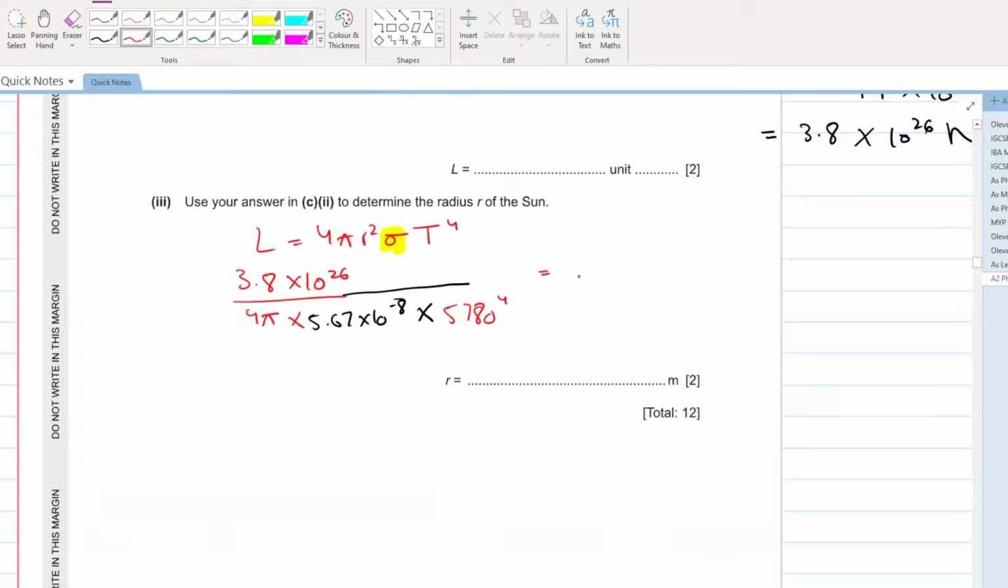5780 power 4 is equal to R taken under root. Can anyone calculate this answer as well? R comes out to be 6.9 into 10 raised to the power of 8 meters. R should come out to be this. Perfect. Is this the same value coming for R? Yes or no? Tell me in the chat. Are we getting the same values or different values? Can anyone put it in the calculator? Try it out.